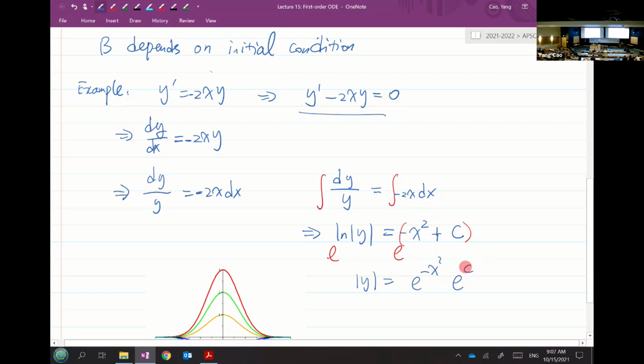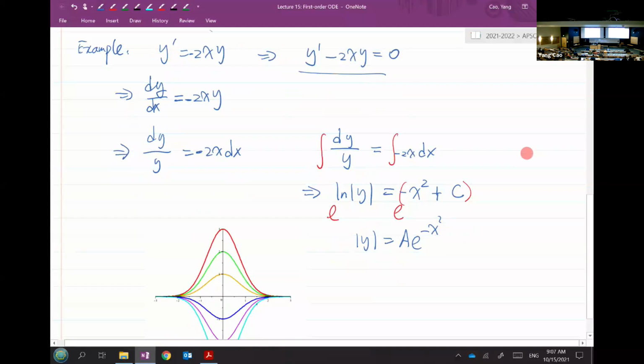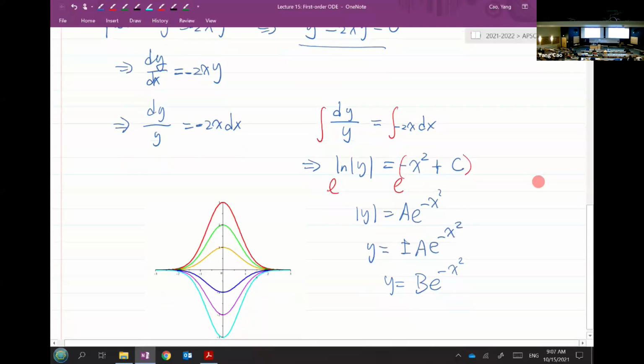So e to the power c is a constant. So you could just call it A here. And then y equals positive or negative of this. So positive and negative A here, right? You could just rewrite it as one single constant. Okay, so without an initial condition, we don't know, so we'll just keep it as one single constant. So that's it. That's your general solution for this question.